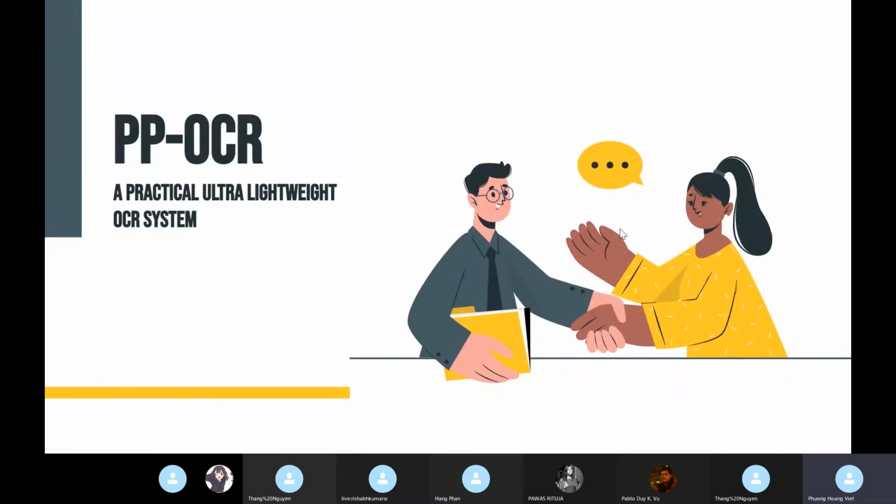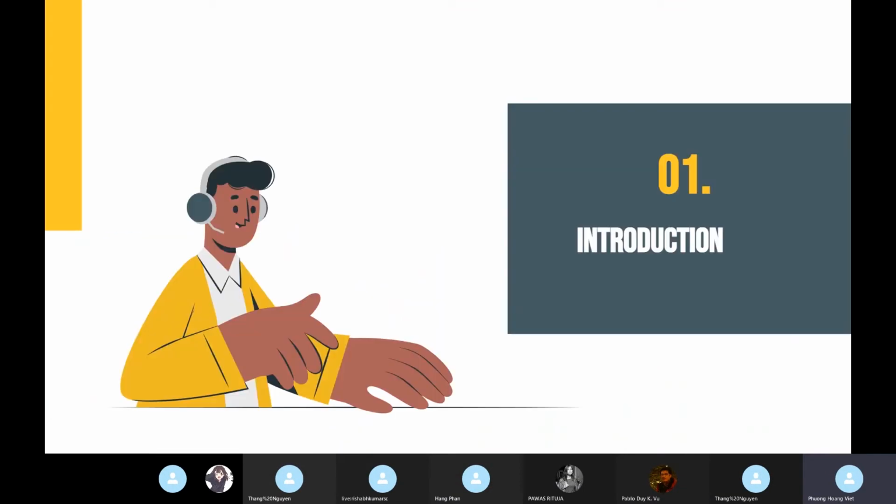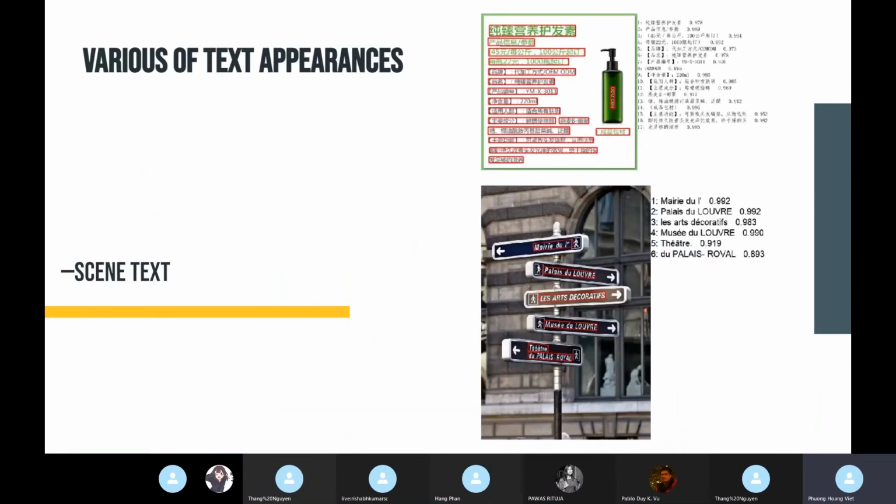Well, today I will talk about PP-OCR, the practical ultra lightweight OCR system. Firstly, I will introduce something about OCR.